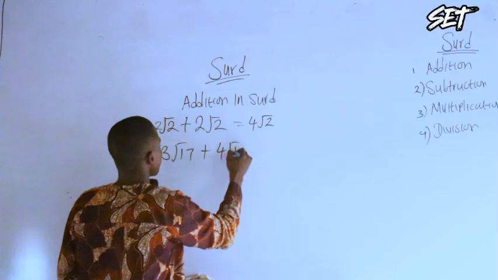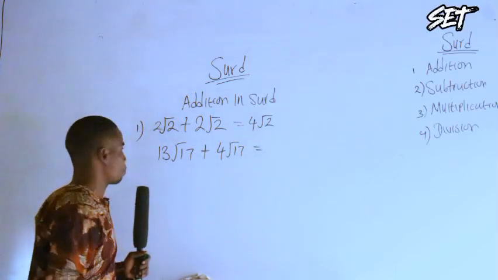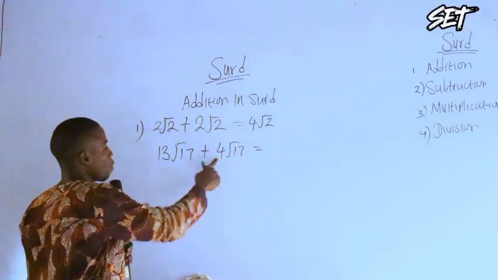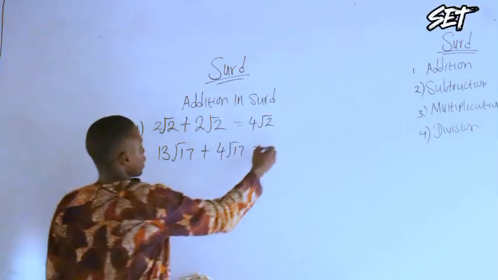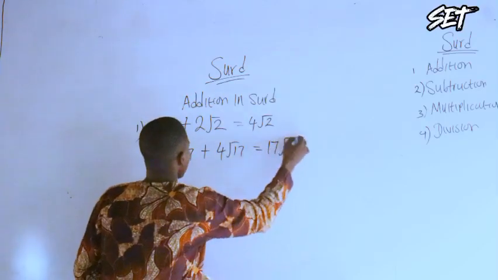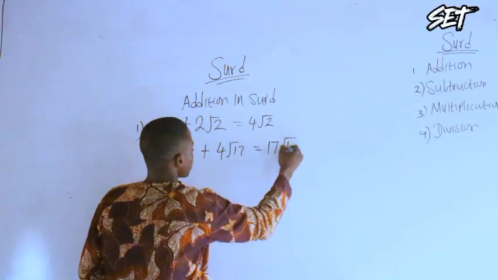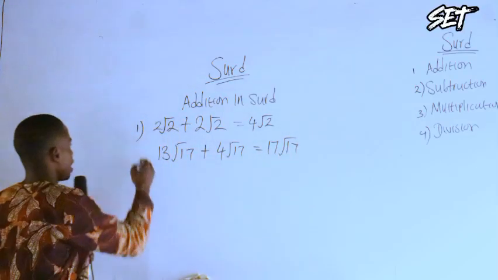Now, another one. When we have 13 root 17 plus 4 root 17, can you give us the answer? Just add 13 plus 4. 13 plus 4 is 17. We now pick root 17, so the answer will be 17 root 17. This is example number 2.